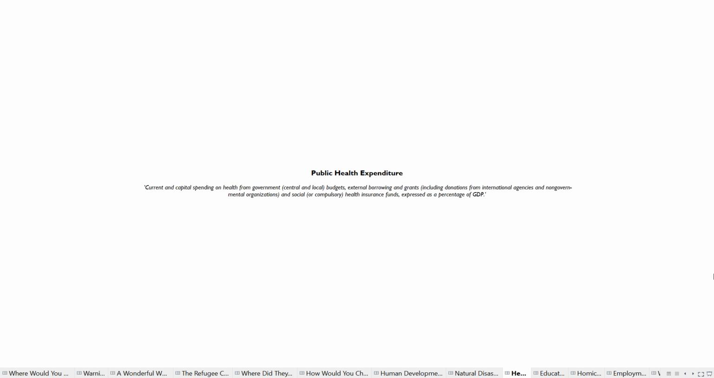So these are the ones I picked. Population affected by natural disasters, the amount a country spends on public health, the amount they spend on education, homicide rate as a crime analysis, and what your chances of getting employed are. So this is for everyone in the population over 15, what percentage are employed.